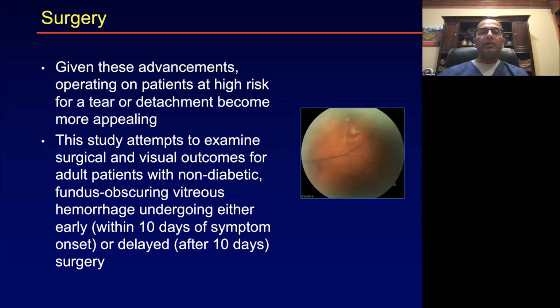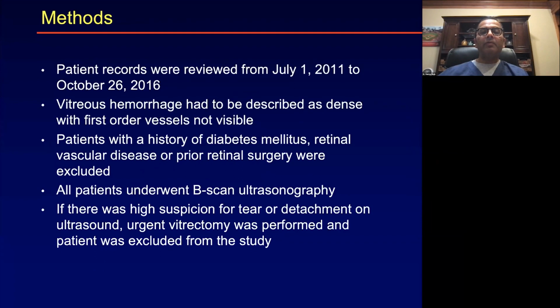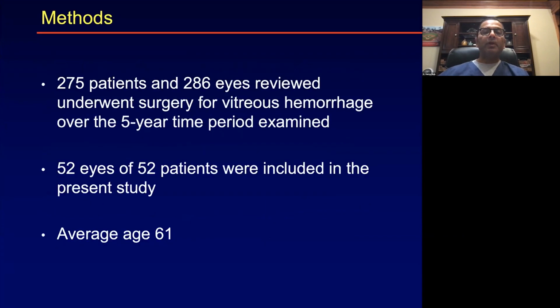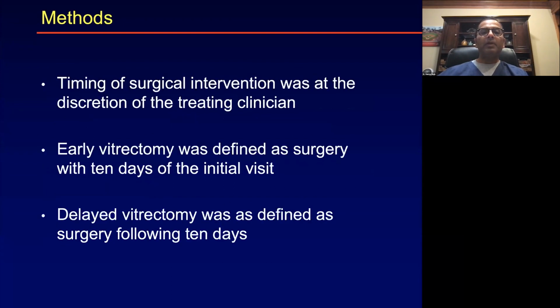So we looked at the surgical and visual outcomes for adult patients with non-diabetic fundus vitreous hemorrhages that underwent early or delayed vitrectomy. We looked at this over a 5-year period, and all patients underwent B-scan. If there was a high suspicion of tears or detachment, obviously surgery was performed, so we excluded those patients. We had about 275 patients, and then we whittled them down to about 52 eyes of 52 patients. Average age was 61. The timing was at the discretion of the clinician. Early was less than 10 days. Later was after the 10 days.